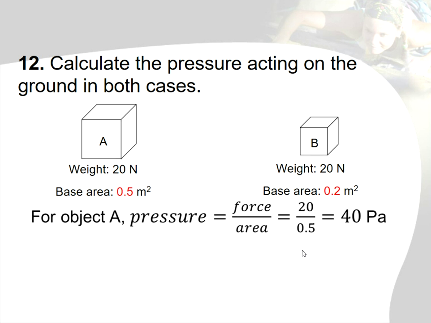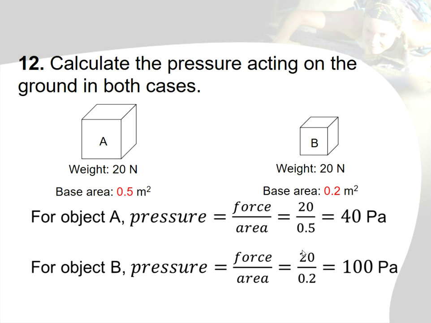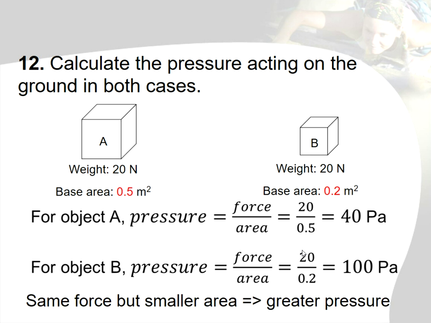So here is the answer for object A. Pressure 40 pascals again. Isn't it exactly the same question? Yeah, same, right? Okay, then for object B, now we are dividing by a smaller number. When you divide by a smaller number, do you expect the answer to be bigger or smaller? Bigger. Maths tells you that. You divide by a small number, you get more. You divide by a big number, you get less. Exactly what this is over here. So same force, same weight, but smaller area means greater pressure. Okay?